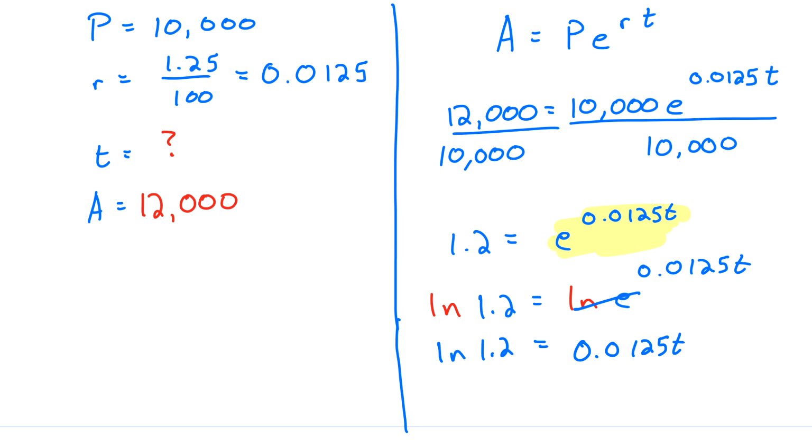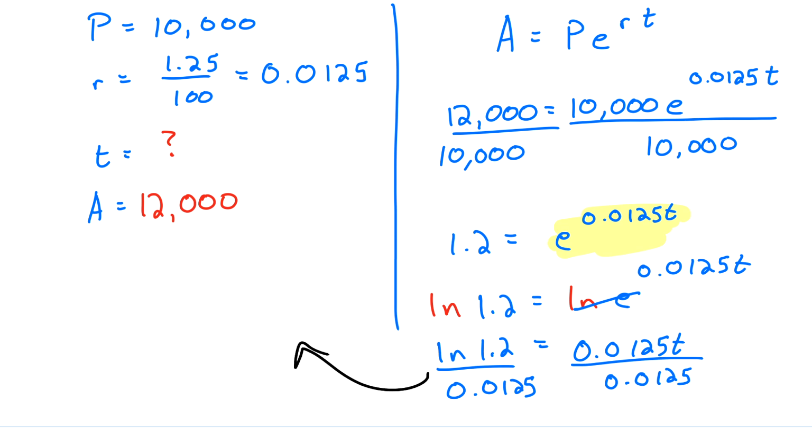0.0125t. If I want to finish this problem up, I'm going to divide both sides by 0.0125. I'm running out of room just a little bit here. But I should end up with t is equal to natural log of 1.2 divided by 0.0125. That's something that we can go ahead and get a decimal approximation for.